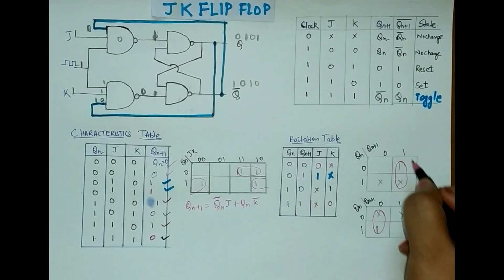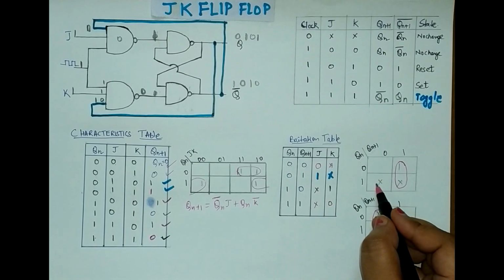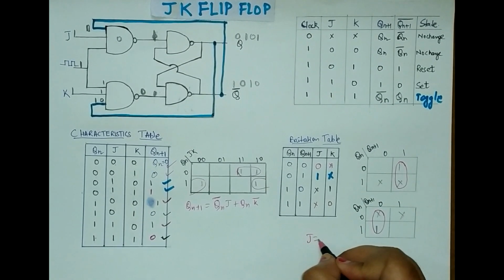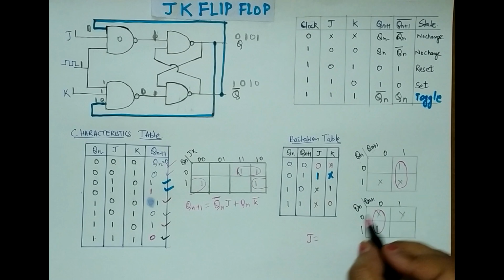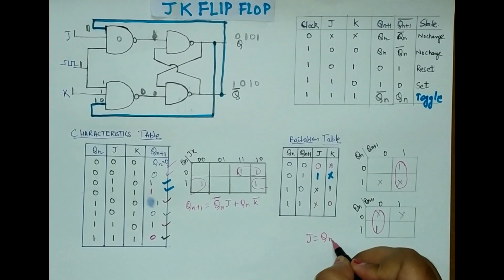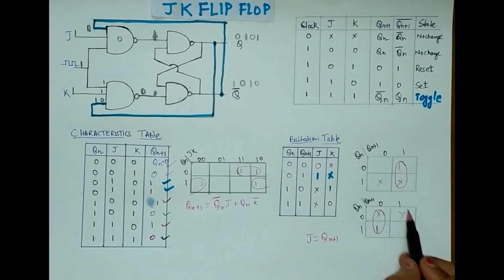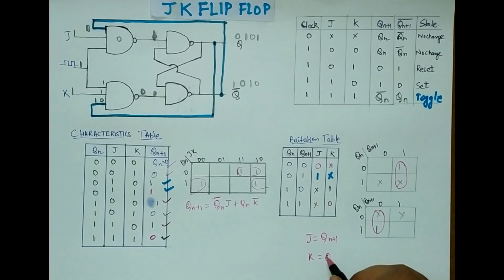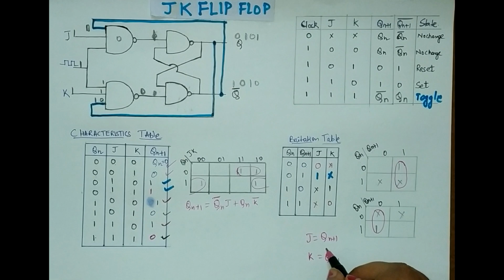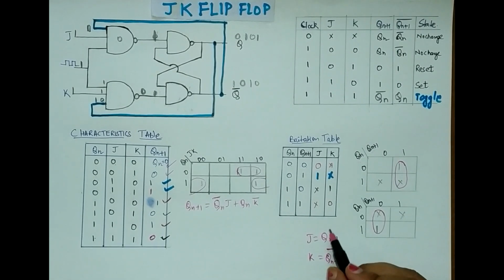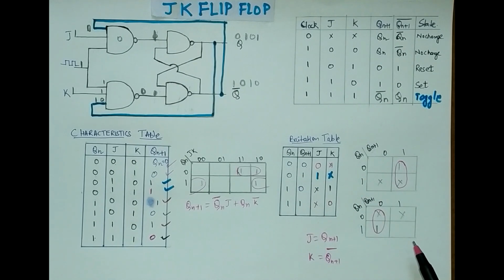So this was for J, this was for K. From this K map, J will be equal to Qn plus 1, and from this table the value of K will be equal to Qn plus 1 complement. So these are my equations and these are my tables that I have got from the JK flip-flop.